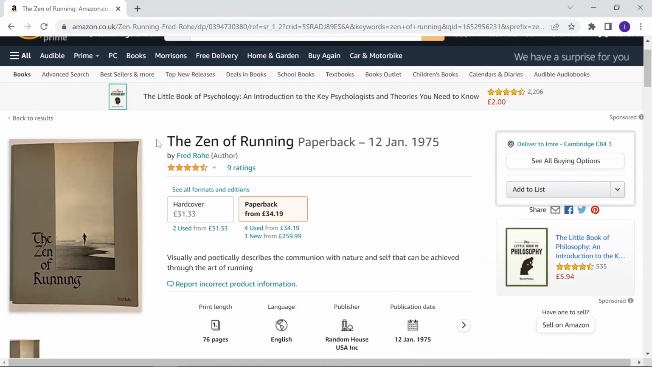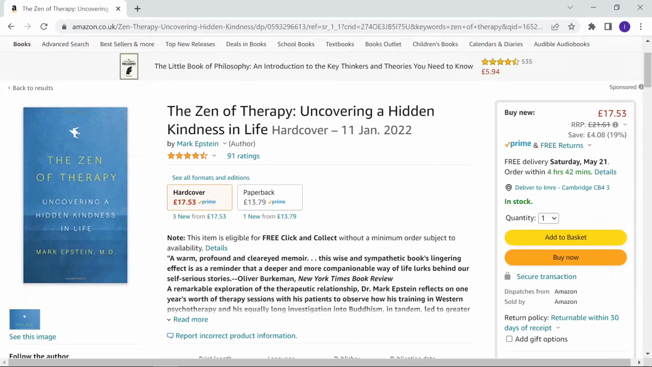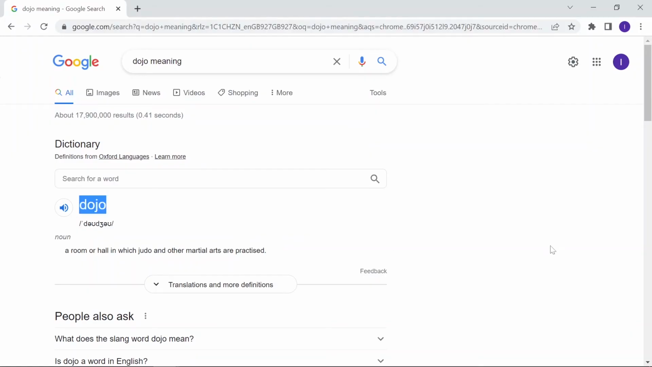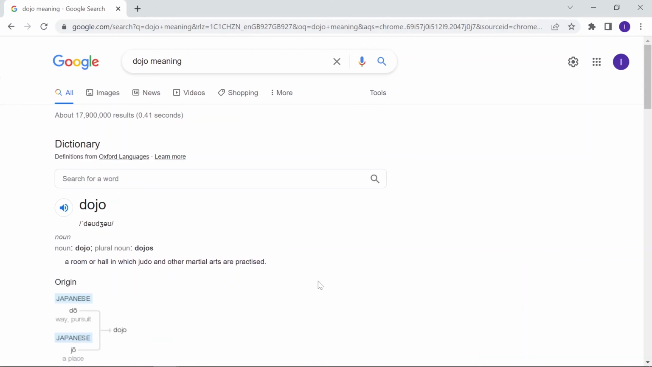So you have a whole array of books talking about the Zen of this, the Zen of that. For example, you have like the Zen of running, the Zen of therapy, or even the Zen of Steve Jobs. In these cases, the word retains some of its original meaning, but it's actually used more creatively to convey other meanings.